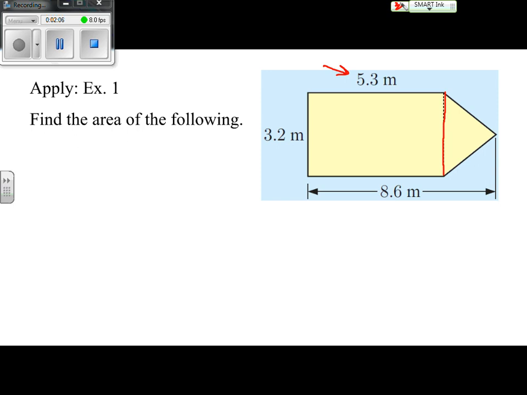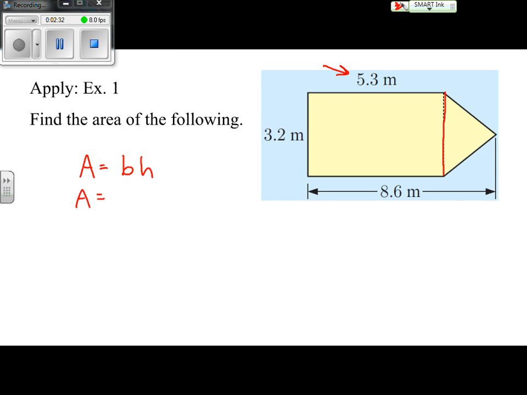Now you might look at the bottom of this and say, no, there's an 8.6 labeled there. However, this 8.6 extends all the way from this edge to the tip of the triangle, which includes both figures, and we don't want both figures, we just want the rectangle to start with. So I'm going to use the 5.3, and then the height would be 3.2. I write down my area formula, which is base times height.